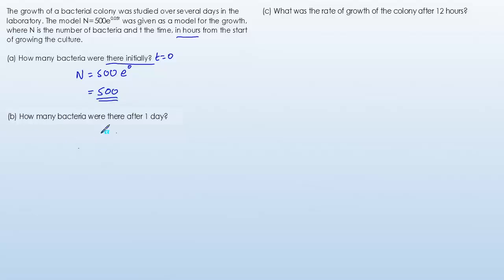How many bacteria were there after 1 day? So we know the time is in hours, so this would be t is 24. So N is going to be 500 multiplied by e^(0.05 × 24). And we just need to calculate that.